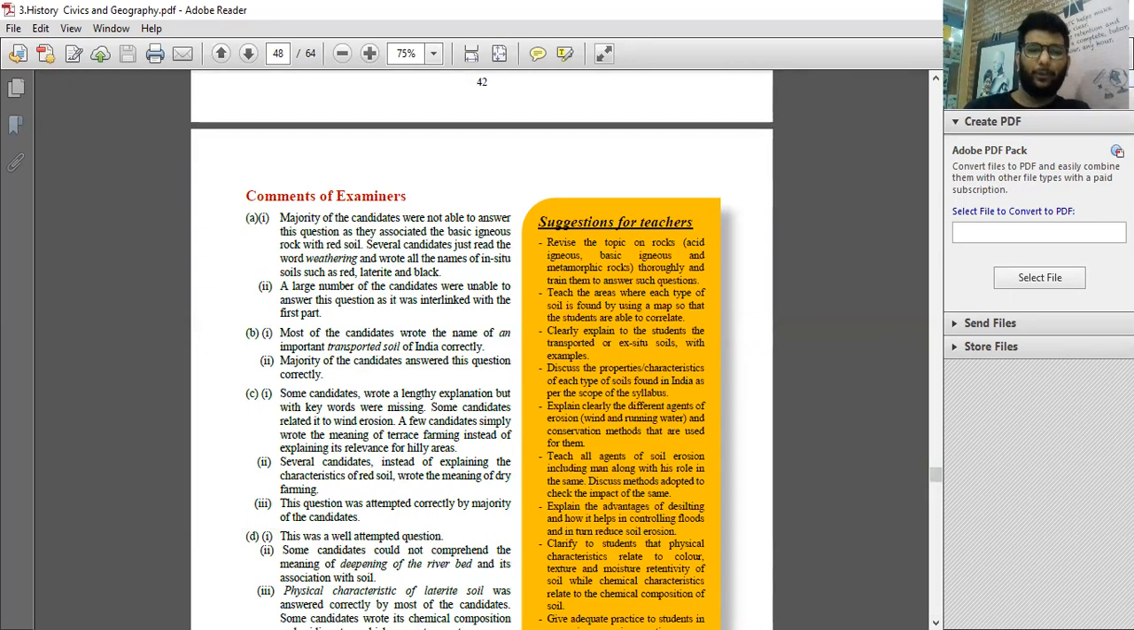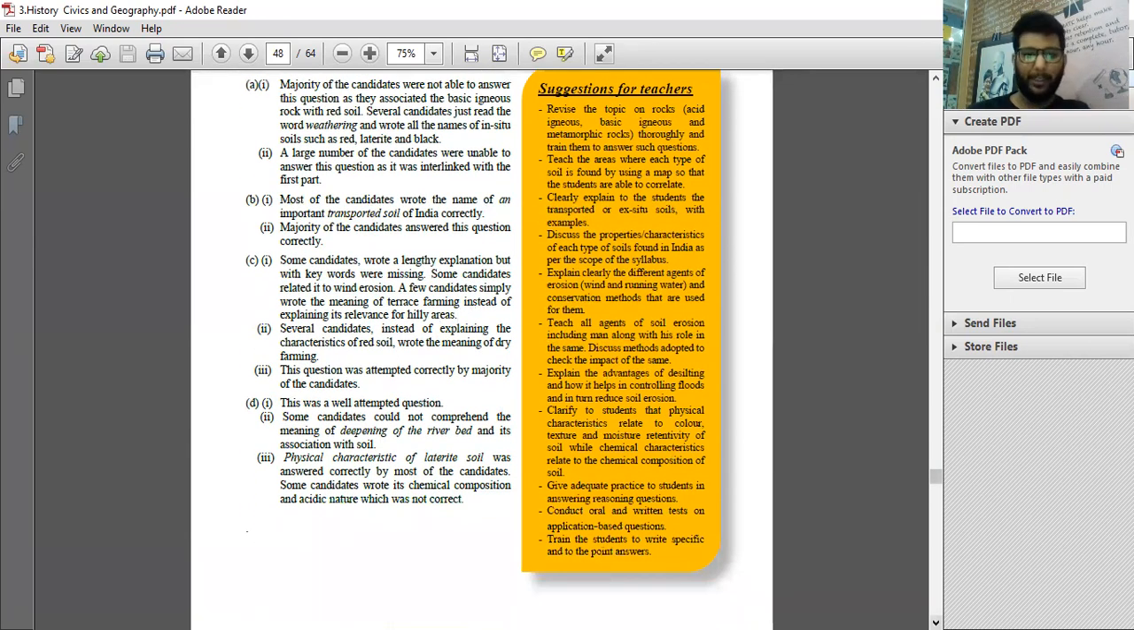Again, when it comes to explanation, please avoid writing lengthy explanations. Remember, the keywords are important, which at times go missing. So please be careful with that. Again, several candidates, instead of explaining characters of red soil, wrote the meaning of dry farming. So be careful with the understanding of the question. Thus, the question was attempted correctly by the majority of the candidates, so not a problem again.